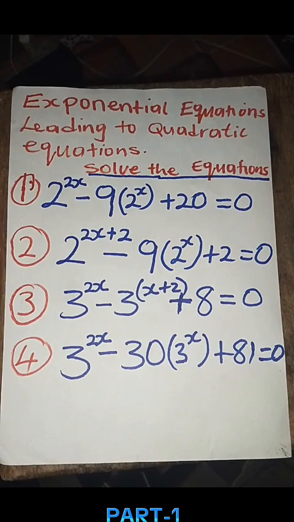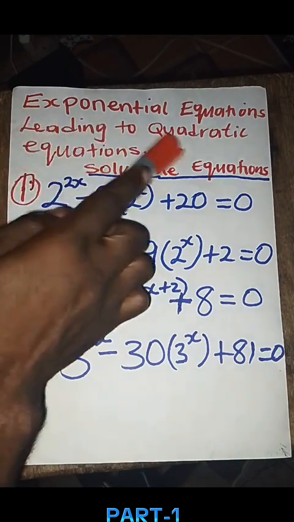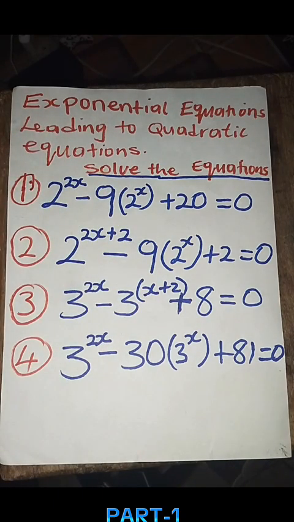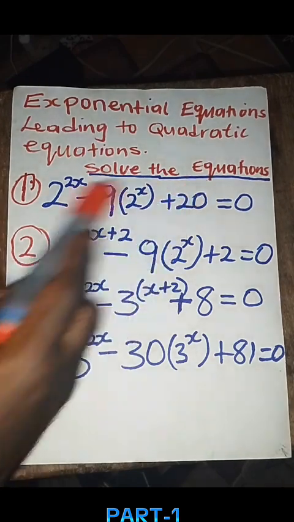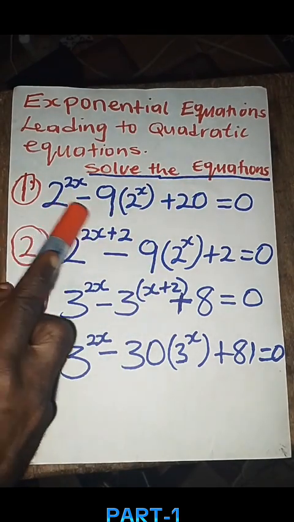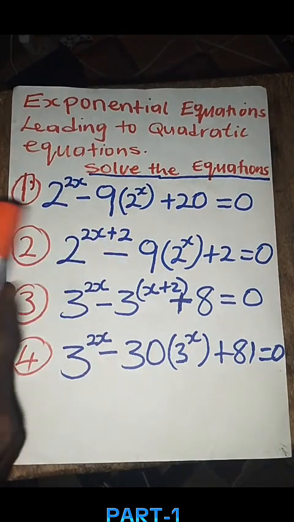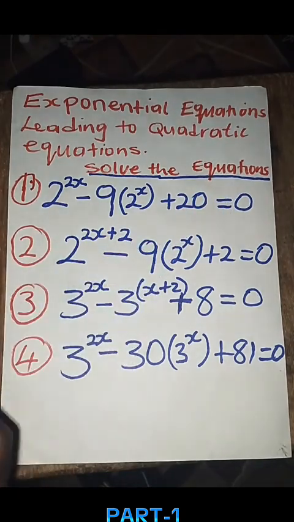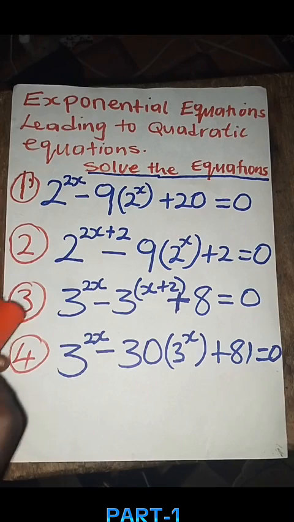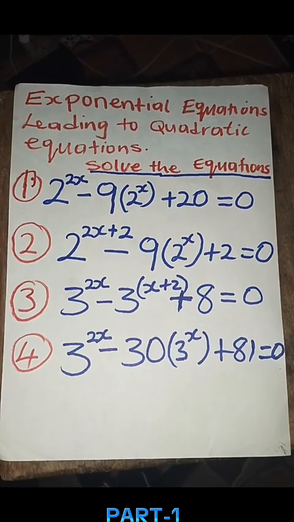This is the next thing we want to discuss: exponential equations leading to quadratic equations. This is part one. We have a question that says solve the equations. You have something like this: 2 to the power 2x minus 9 into 2 to the power x plus 20 is equal to 0. And you can see questions 2, 3, and 4. So we want to see how we can solve this question.